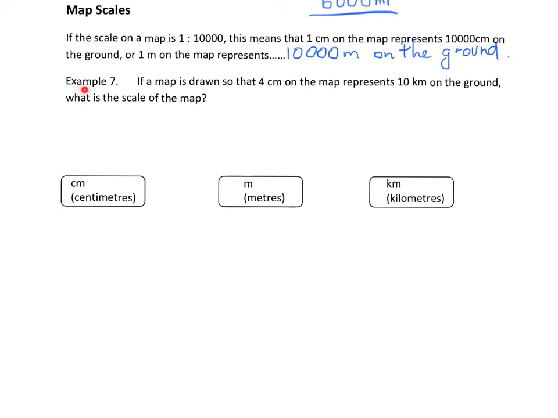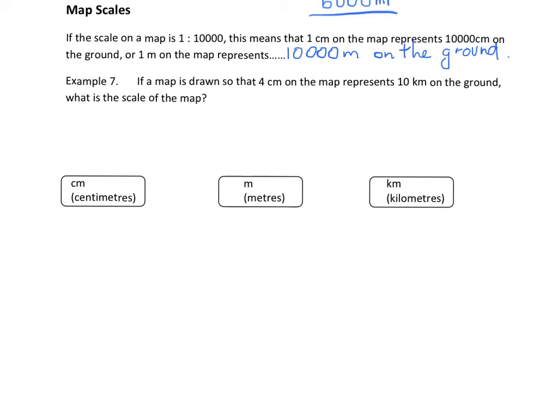Now, in our next example, a map is drawn such that 4 centimetres on the map represents 10 kilometres on the ground. So you can already see the units of measure are different. So perhaps we need to be able to convert our kilometres to centimetres so we can compare and make a ratio of 4 centimetres to 10 kilometres.